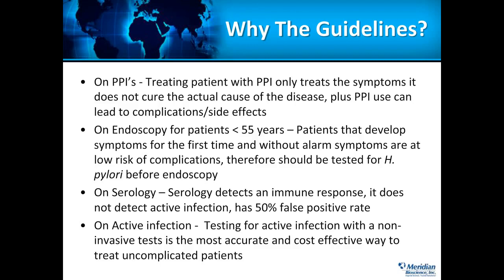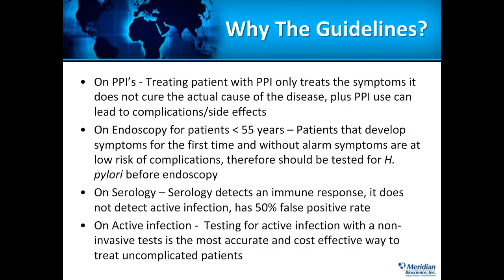The other reason for the guidelines was the overuse of endoscopy in the low-risk population. Again, the low-risk population is dyspeptic patients under age 55 who do not have alarm signs. These low-risk patients, once their H. pylori is treated, can experience improvement in their symptoms and may not need the invasive and expensive interventions that endoscopic evaluations are. And next, the overuse of serology also prompted these guidelines.